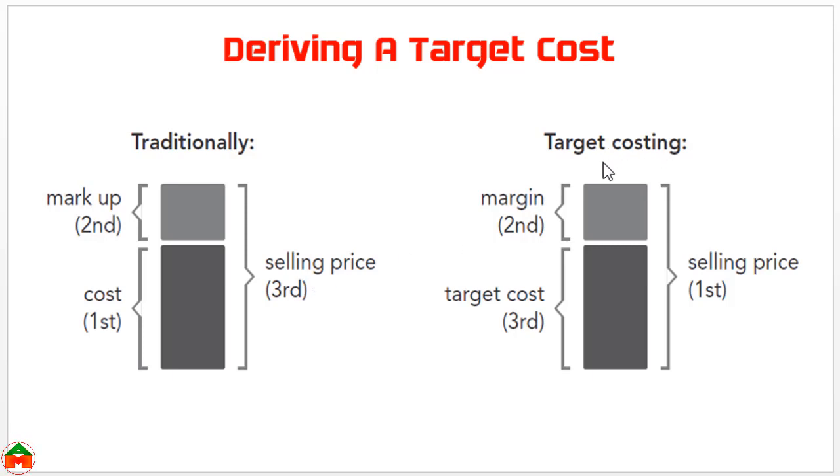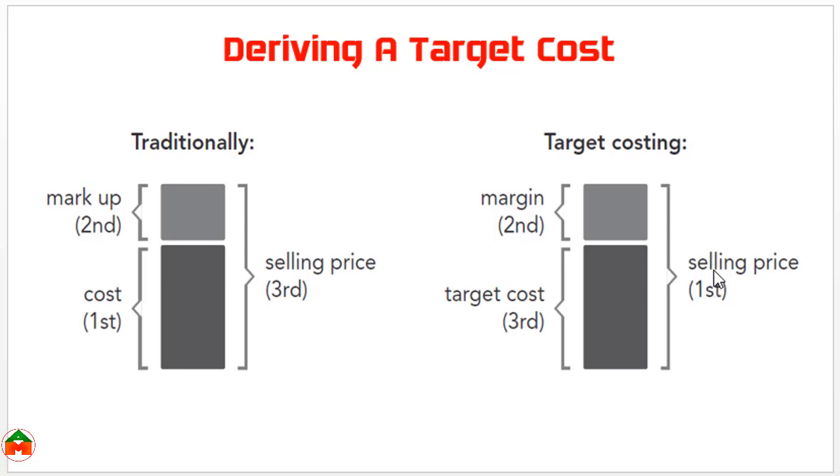On the other hand, in target costing, we first collect the information from the market analysis about the prospective selling price, and from that selling price we deduct the margin or markup or required profit to get the target cost. I am repeating, in target costing system, first of all we try to know the selling price from the market by doing the market analysis.